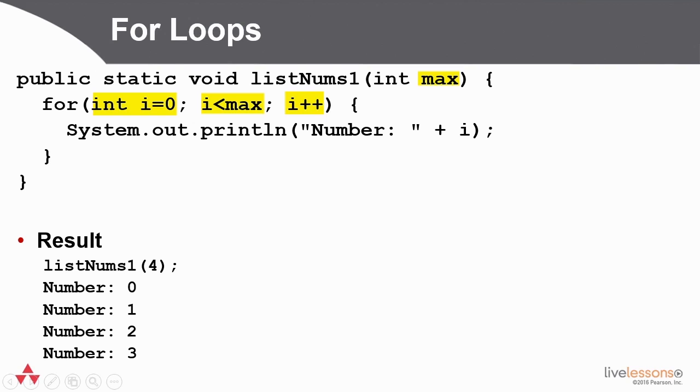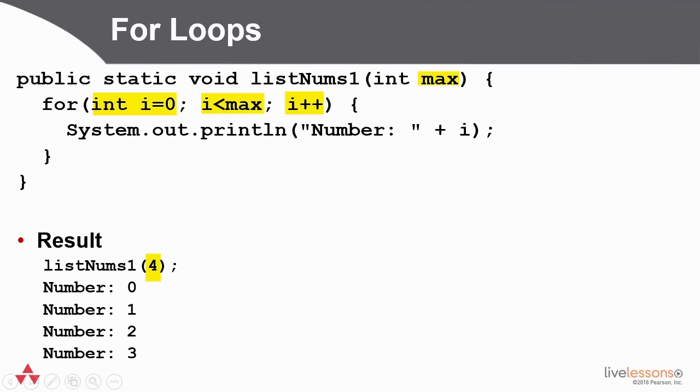So this means start i at 0, execute the loop only if i is less than whatever value I'm going to pass in, and then after I execute the loop, add 1 to i. So i is going to start at 0, and the next time it's going to be 1, the next time it's going to be 2, and so forth. So suppose I call this method and I pass in 4.